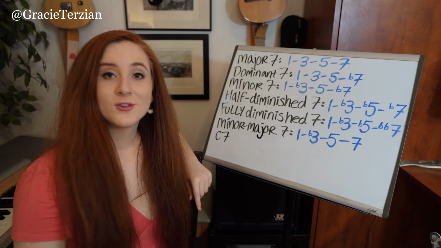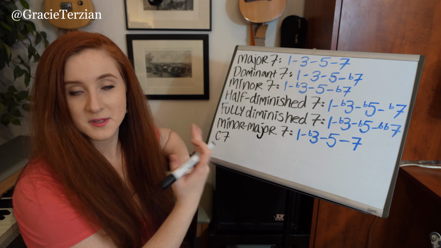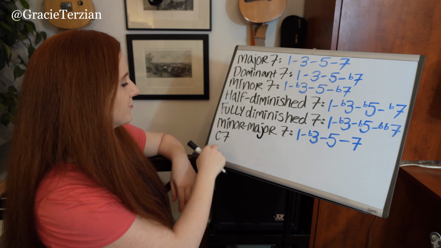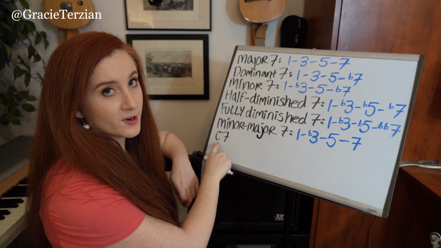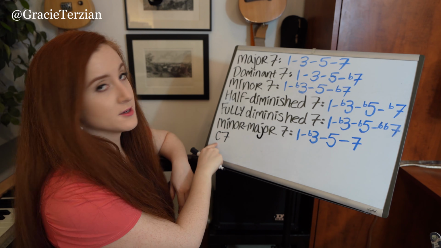So let's figure out the notes in a C dominant 7 chord, or a C7 chord. First things first, what's the root note of this chord? The root note is C, right?